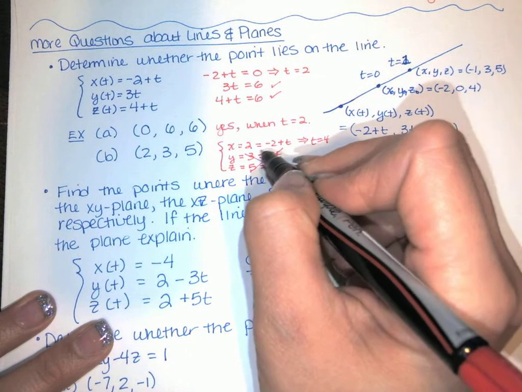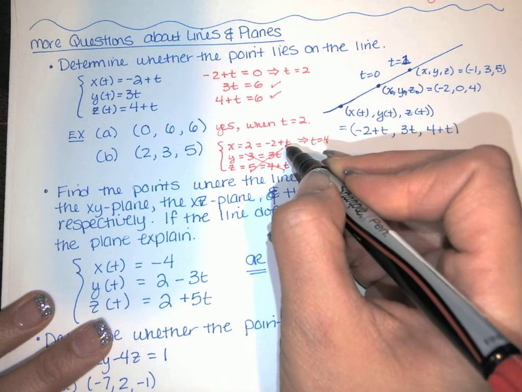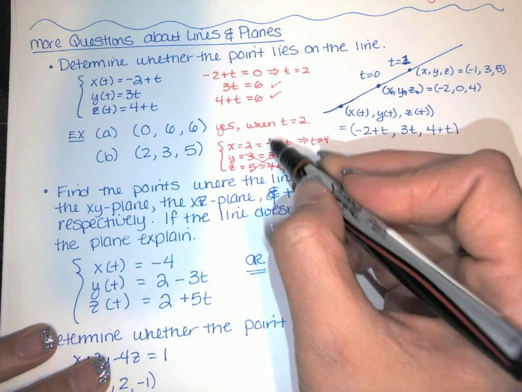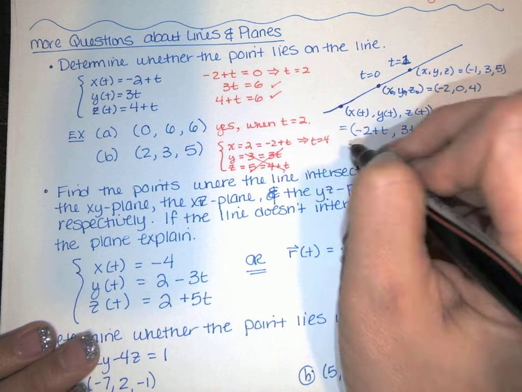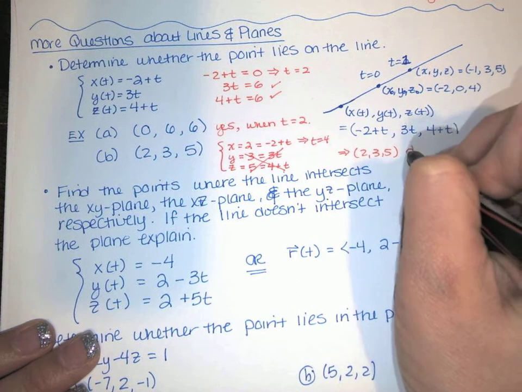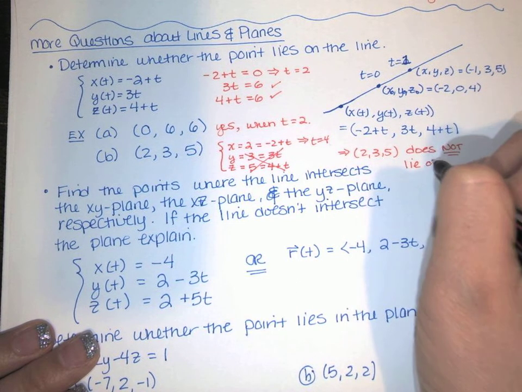If t equals 1, this is satisfied, and if t equals 1, this is satisfied, but if t equals 1, this top one isn't satisfied. So these are not all satisfied at the same time. So we'll say the point 2, 3, 5 does not lie on our line.